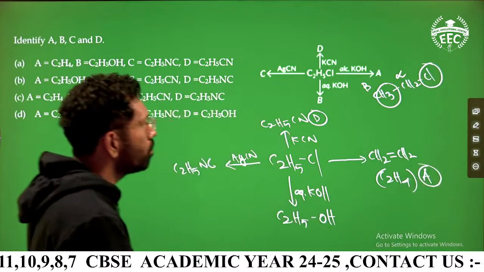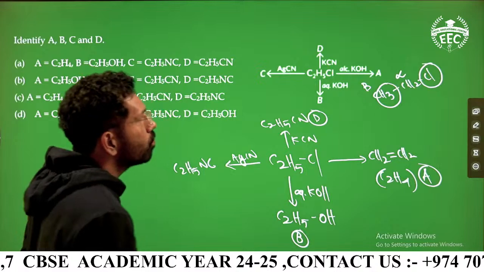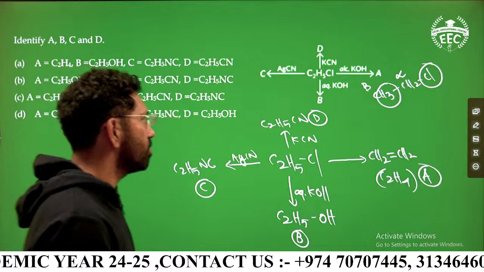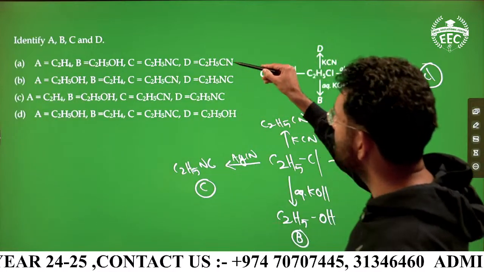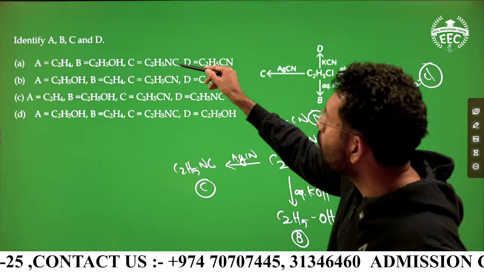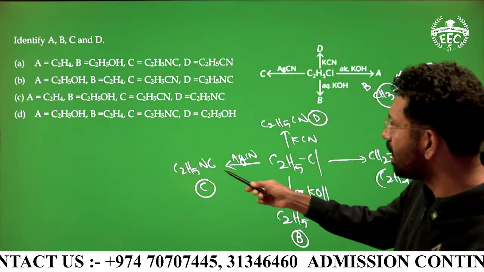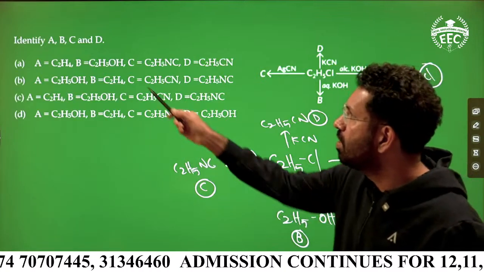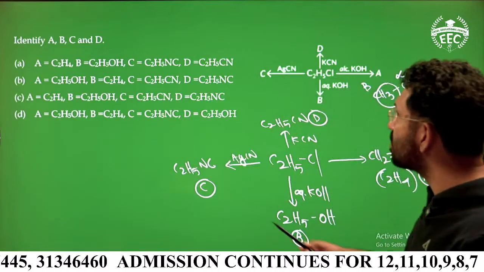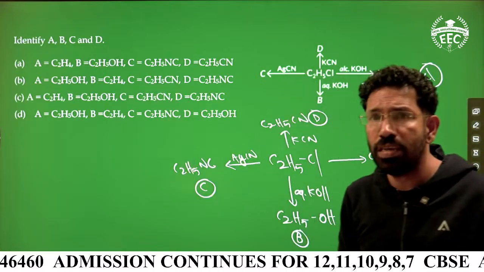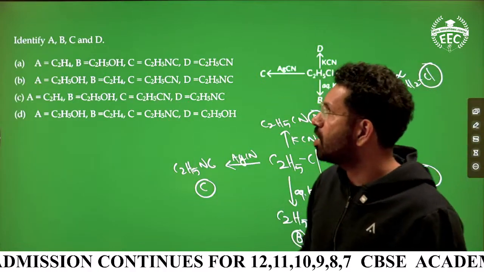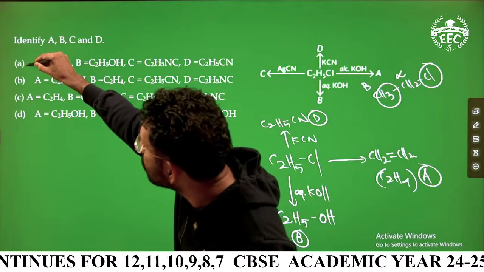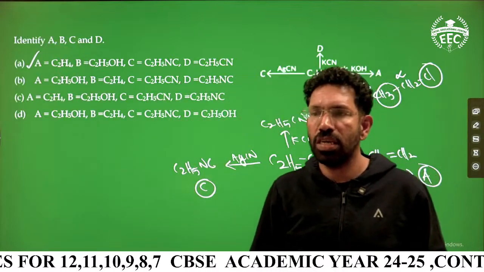This is compound B. This is compound C. And this is compound D. So which is the answer here? Compound D is nitrile. Then compound C is isocyanide, yes, carbylamine. This is called carbylamine or isocyanide. This is compound B. Compound B is alcohol. Yes. Compound A is, after the elimination reaction, C2H4, right? So I think option A is your correct answer. Got it? Option A is your correct answer.